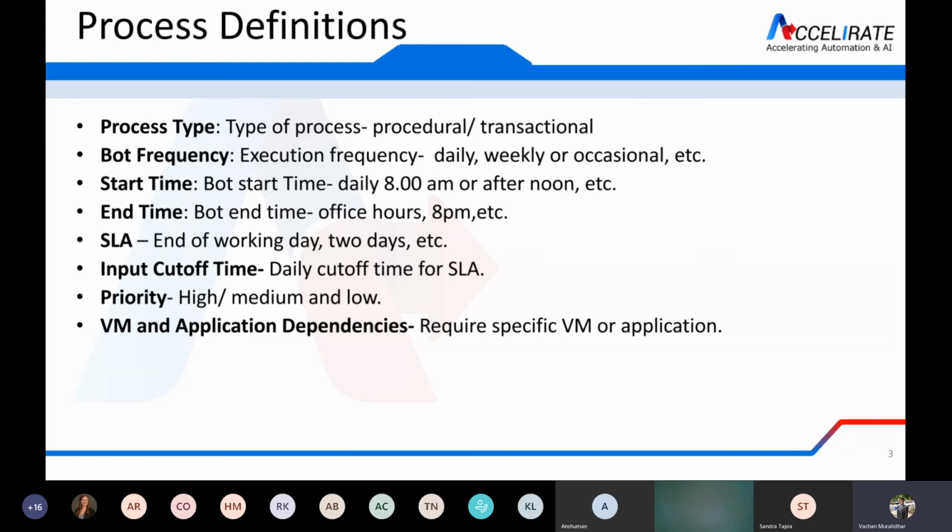The priority is a business priority, so whether that particular process is high, low, or medium priority to the business. And VM and application dependencies are something like that. Bots cannot run on all the VMs, so there are file dependencies, application dependencies, and all those constraints. Most of the bots have these dependencies that we need to take care of. So these are the process definitions that are required for the intelligent bot scheduler to execute the processes.